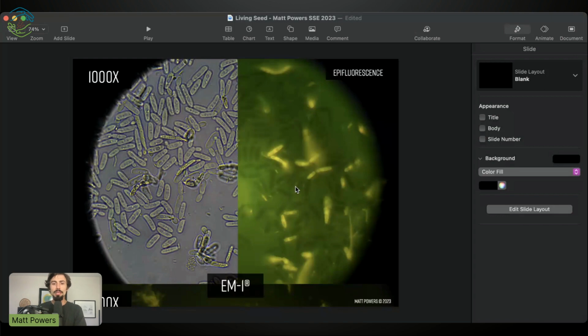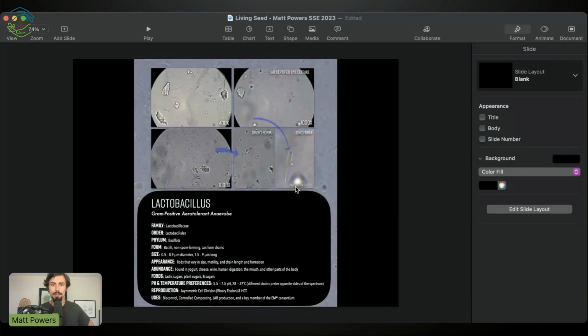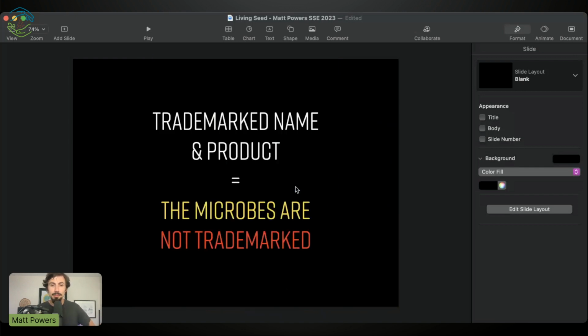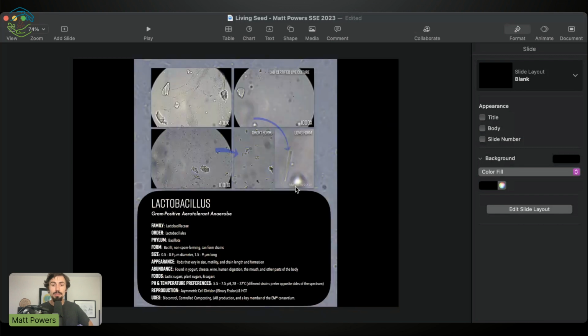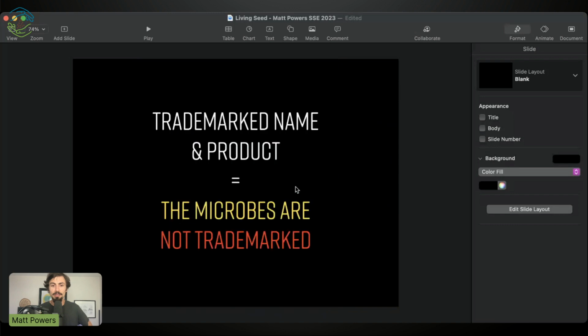So it's important to use the tools that we have. This is from my new book, Regenerative Soil Microscopy, that's coming out soon. All these microbe images and profiles are from that book. So lactobacilli are all rods. It's very, very easy to identify. EM is a trademarked name and their trademark product that they sell. The microbes themselves are not trademarked.